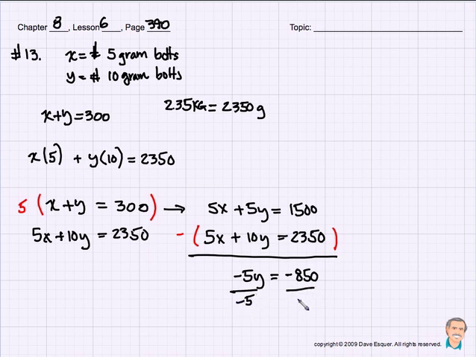Dividing both sides by minus 5, y turns out to be equal to 170. So we have 170 of these 10-gram bolts. And if x plus y is 300, then the number of 5-gram bolts turns out to be 130. So our solutions were 130 of the 5-grammers and 170 of the 10-grammers, for a total of 300.